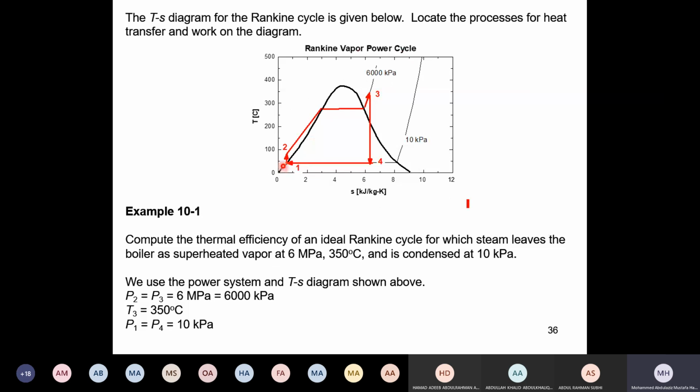So now the solution is that I need to calculate the enthalpy at H1, H2, H3, and H4. So the first step is to calculate the enthalpy at 1, 2, 3, and 4. Then from 3 to 4, I can get W turbine. From 1 to 2, I can get W pump. From 2 to 3, I can get QH. From 4 to 1, I can get QL. And accordingly, I can get the efficiency and work.